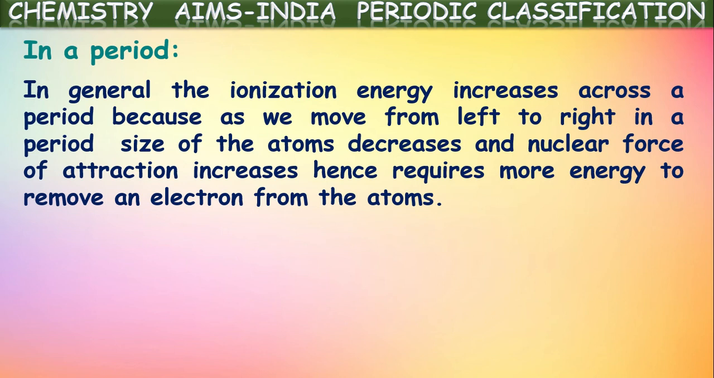As we told in the earlier class about atomic size, in a period from left to right, atomic size decreases. At the same time, nuclear charge increases. So what happens? The electrons in the valence shell are bound strongly. The removal of electrons becomes difficult as size decreases. So in a period from left to right, generally ionization energy increases.